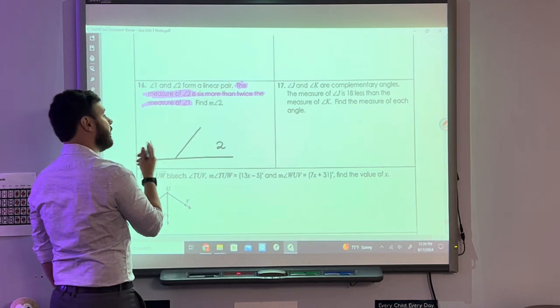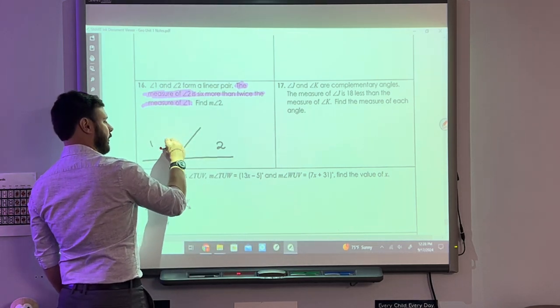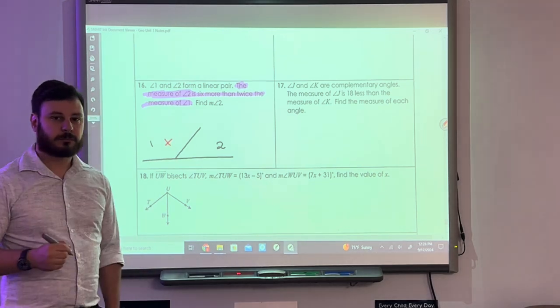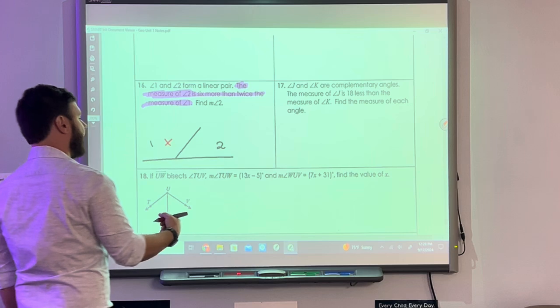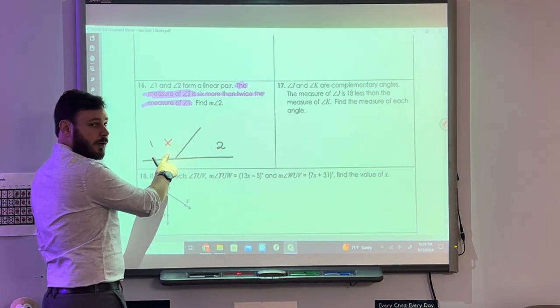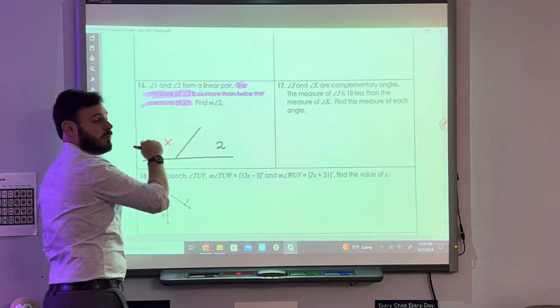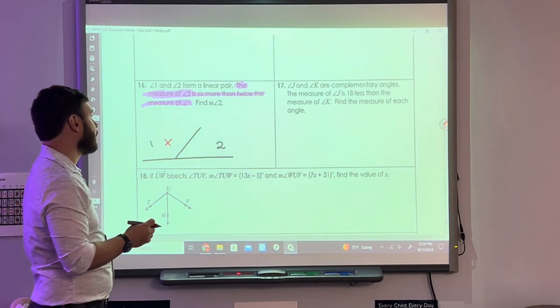That second one, angle 1 here, we're going to call that x. The other one, measure of angle 2, is being compared to angle 1, so I need a baseline. I have to call this x. But it always works out that it's the second one in the sentence.